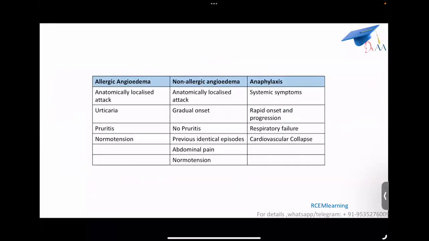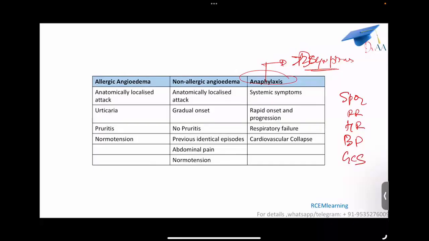What is the difference between allergic angioedema, non-allergic angioedema and anaphylaxis? Anaphylaxis, we usually call it if two or more systems are involved. For example, the patient is having breathing difficulty and there is a rash and there is low blood pressure. A minimum of two systems will be involved. Then we call it anaphylaxis, and this is a severe condition. He will be hemodynamically unstable. So at least one of the parameters, either the SpO2 or the respiratory rate or the heart rate or the blood pressure or the GCS, will be affected in anaphylaxis.